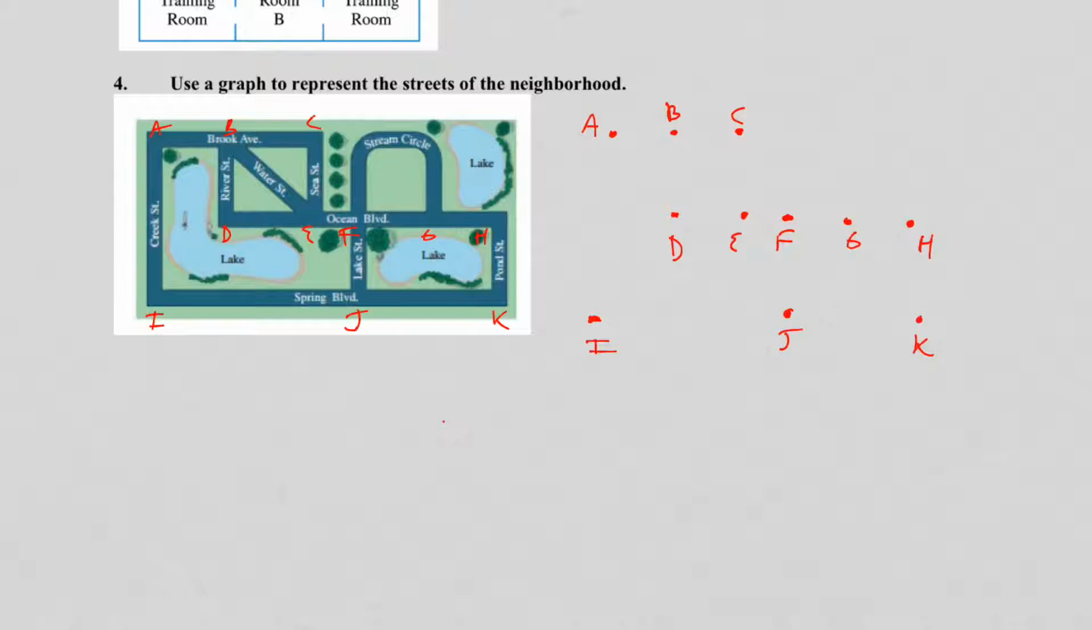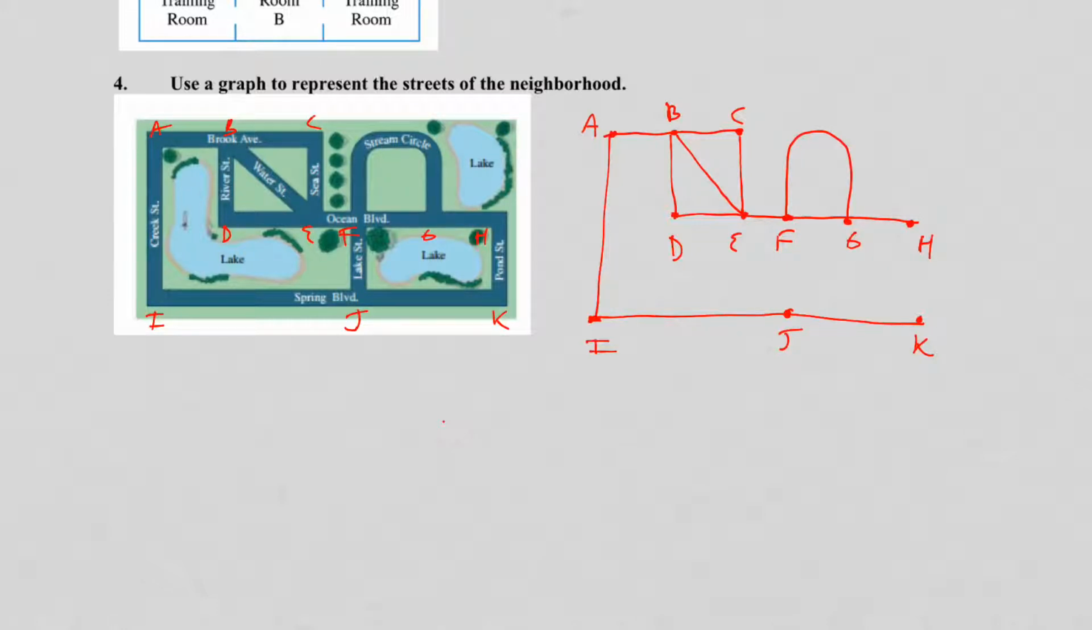So basically we're just going to make the edges with these streets. So we have Creek Street. We have Brook Avenue right here. We have River. We have Sea. We have water. We have ocean that goes all the way across. We have stream circle that starts at F and it goes up and it curves back down to G. And then we have Spring Boulevard at the bottom.